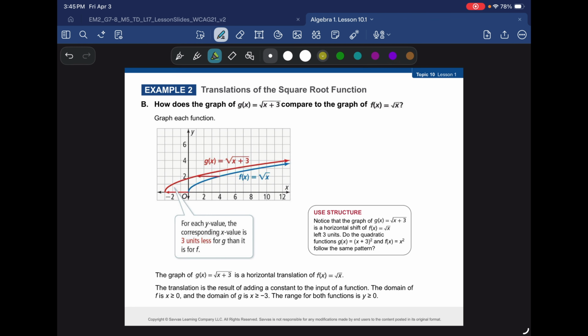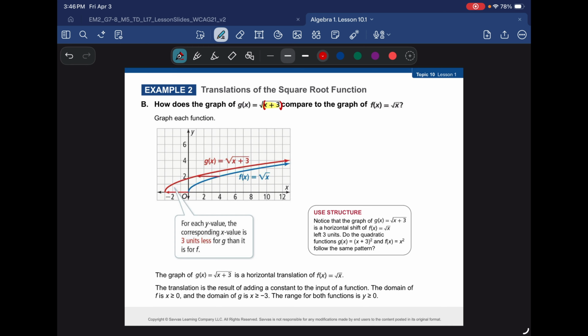How about another translation? This time, notice where the change is happening. You could imagine the square root being a special kind of parentheses. So now, if I put imaginary parentheses around the input, I can see that there is a change to the input. So now I'm going to be changing along the x-axis. So this is going to be a horizontal translation.